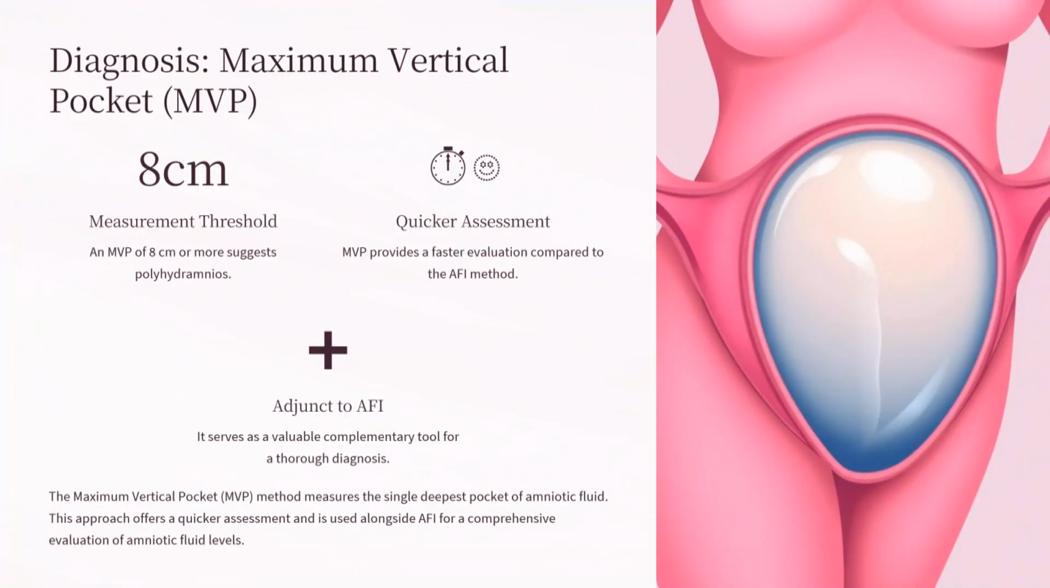The other method of detecting polyhydramnios is assessing the maximum vertical pocket. If the maximum vertical pocket is more than 8 cm, we consider it polyhydramnios. The maximum vertical pocket method measures the single deepest point of amniotic fluid. This approach offers a quick assessment and is used alongside the amniotic fluid index for a comprehensive evaluation of amniotic fluid level. So these are the methods to identify polyhydramnios.